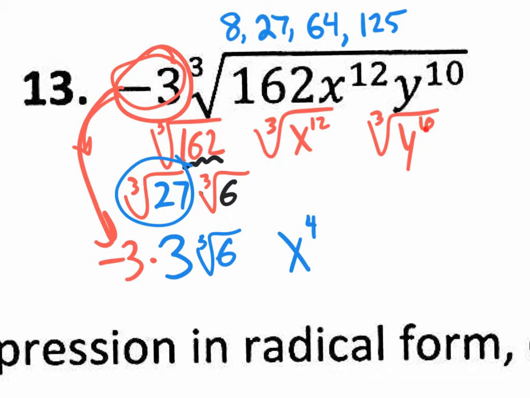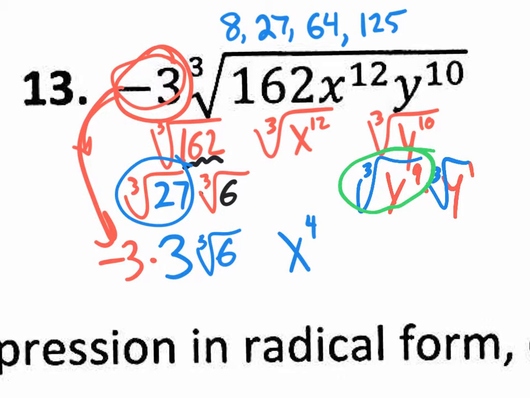I want this to be divisible by 3, right? It's not divisible by 3. 10 divided by 3 doesn't work. So what we're going to do is rewrite it so we could get something divisible by 3. So you're going to do y to the 9th times another y. That way, when you split the third root and the third root, you could do this first one, the third root of y to the 9th. That becomes simply y to the 3rd. 9 divided by 3 is 3. And the other one, you just bring it down. The third root of y to the 1, but you don't have to put the 1.